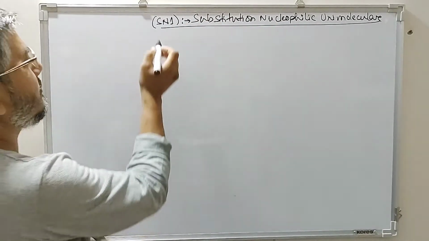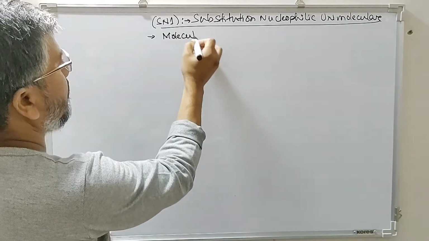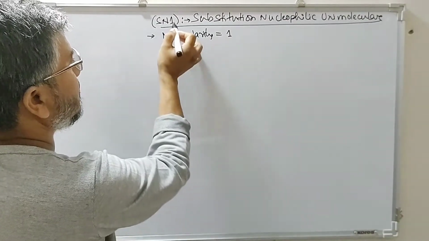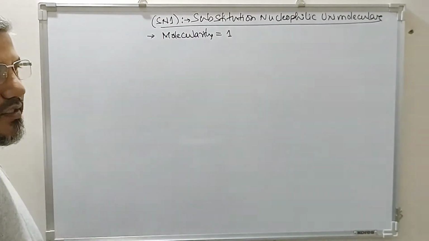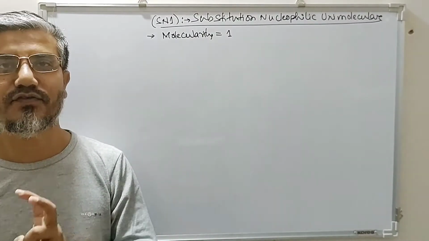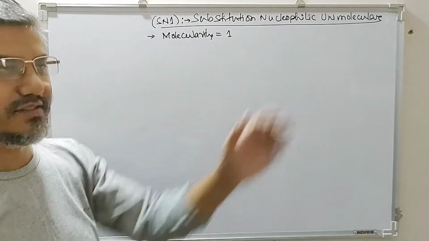So coming to the molecularity of the reaction, molecularity of the reaction is 1. So this 1 represents the molecularity of the reaction. That means only one molecule is involved in the rate determining step of this substitution reaction.